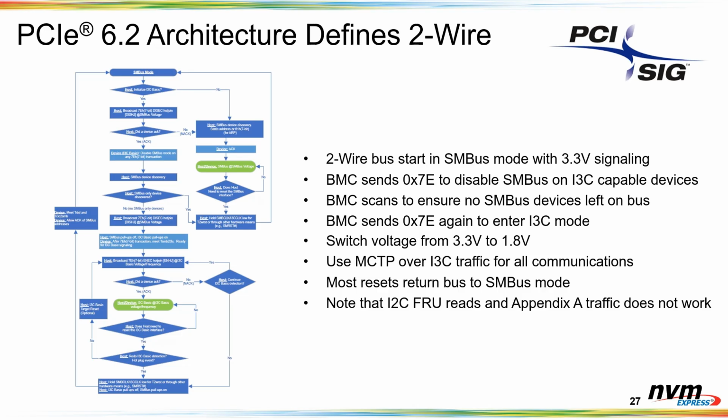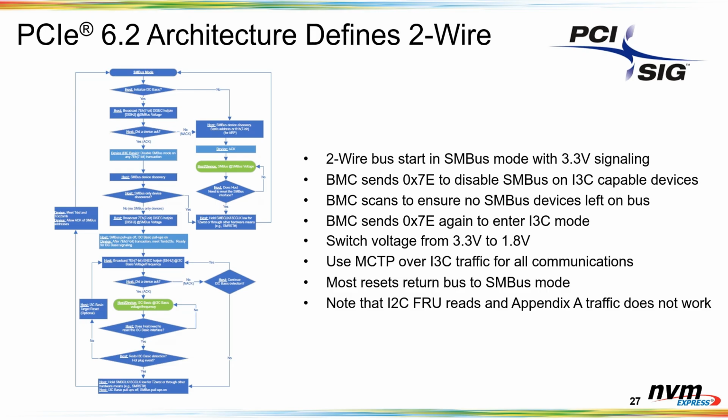But if an I3C device sees it, then the first instance of the 7E will turn off all SMBus ports on the I3C device so that the BMC can check if there's anybody incompatible left on the bus. And if not, then it will send the 7E again, which will force and switch the bus from 3.3 volts down to 1.8, which is important for all future lithographies that can no longer do 3.3 volts. And then it will start sending MCTP over I3C traffic.